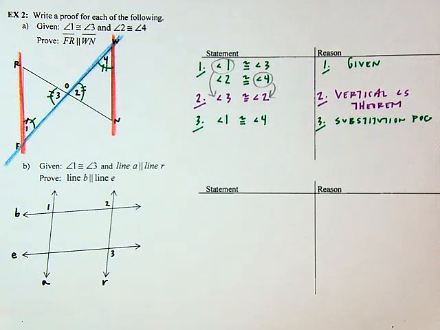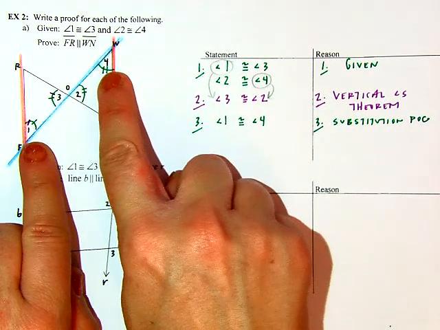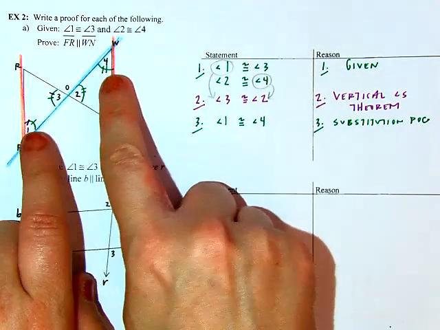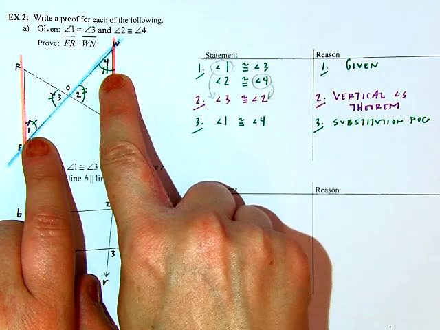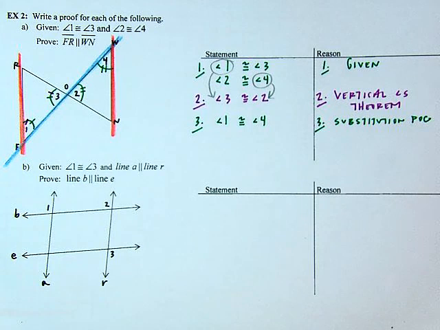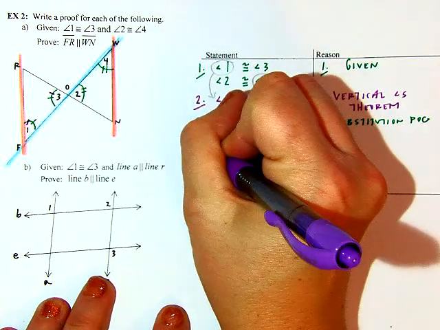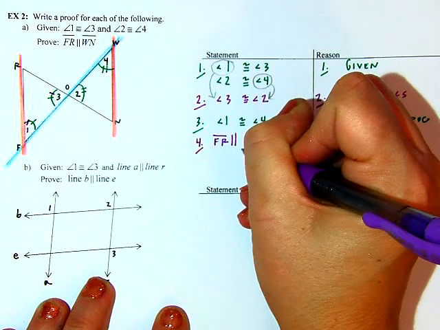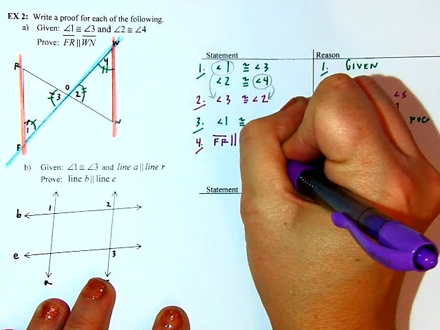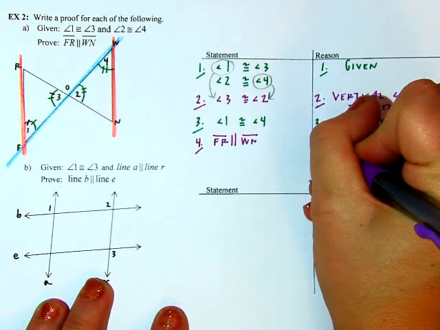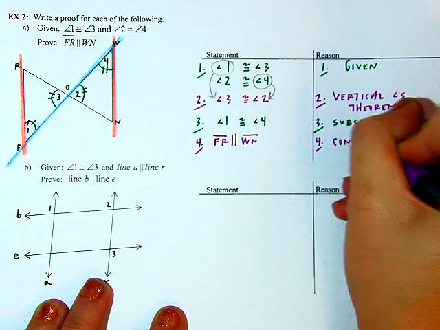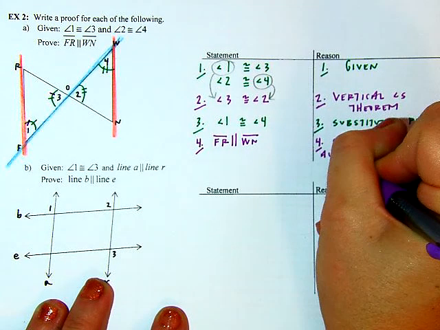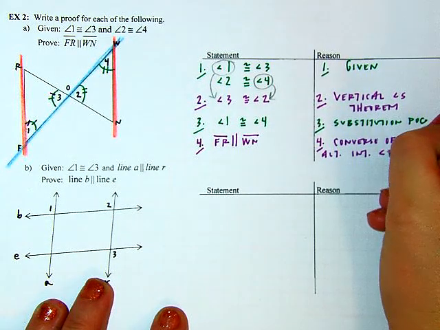All right, so then lastly, because I have angle 1 and 4 locked into a congruent position, that is what leads me to my parallels. So what kind of angles are 1 and 4? They're alternate interior angles. So I can arrive at my conclusion here in 4. I can say that FR runs parallel to WN. Okay, my reason would be the converse of the alternate interior angles theorem.